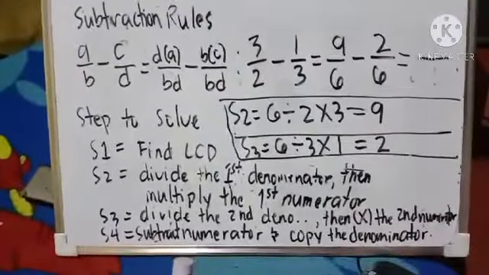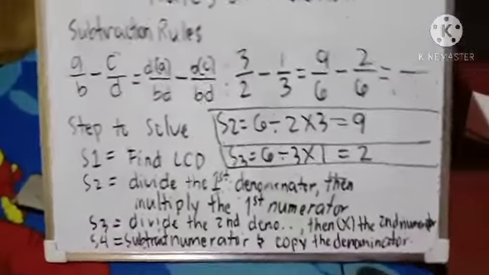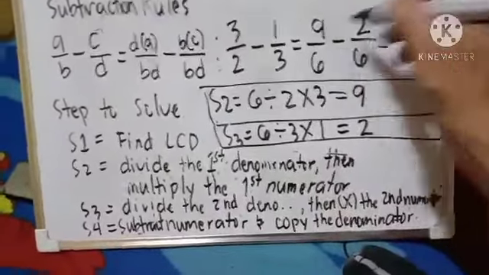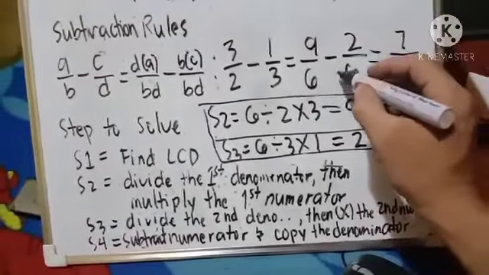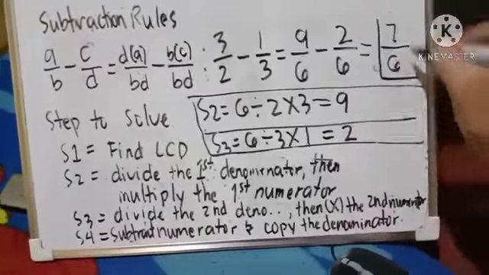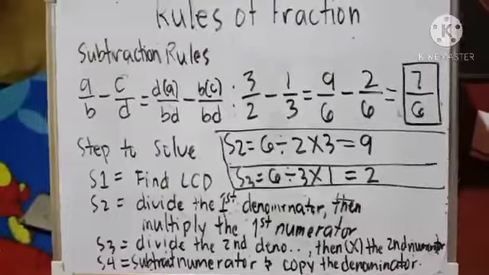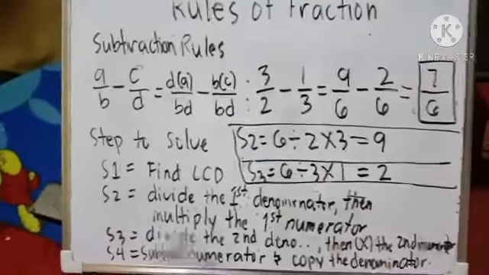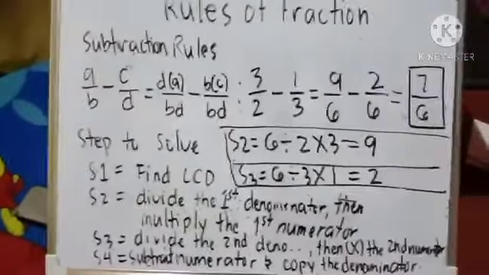Then, the step 4, sabi dyan, subtract numerator and copy the denominator. So, subtract 9 minus 2 becomes 7. Then 6, copy lang yung denominator. So, that is your answer. To read that, children, 3 halves minus 1/3 equals 7/6.